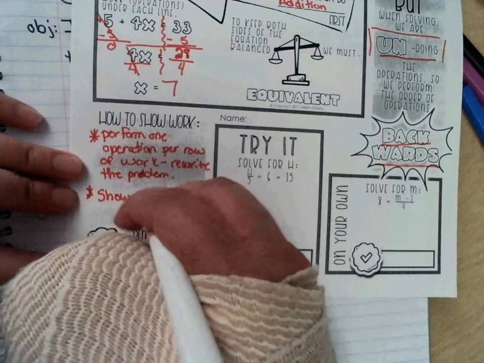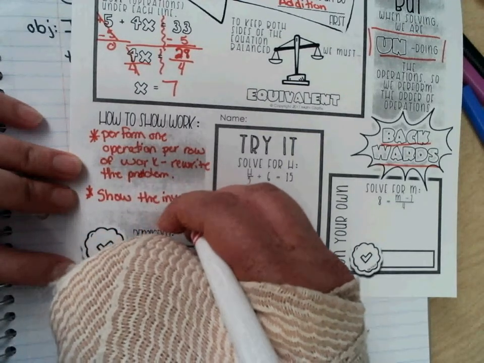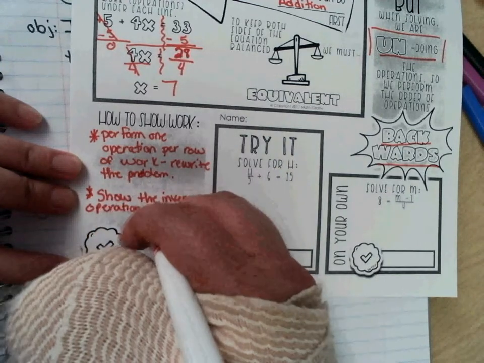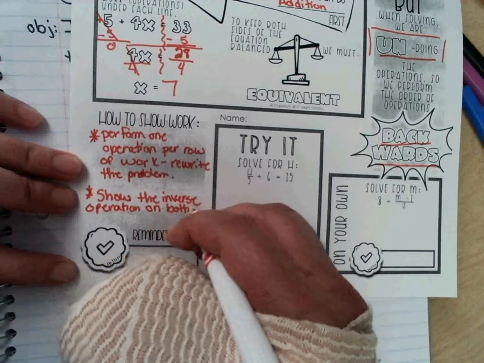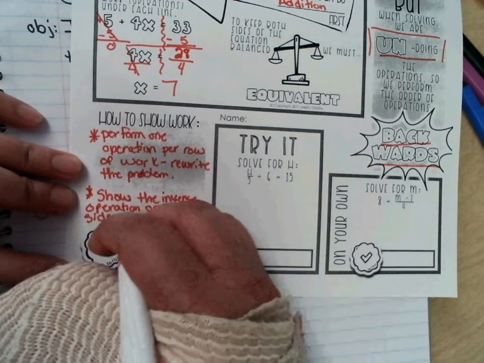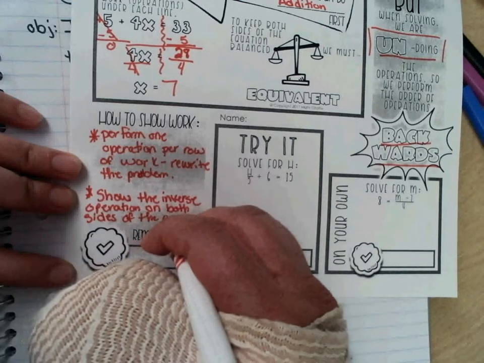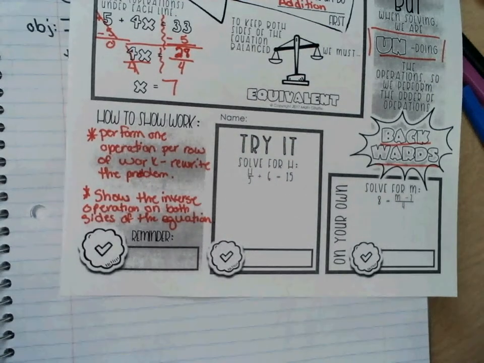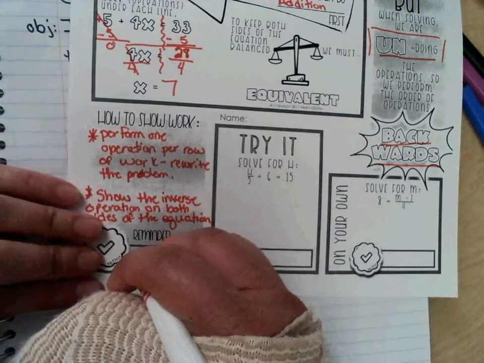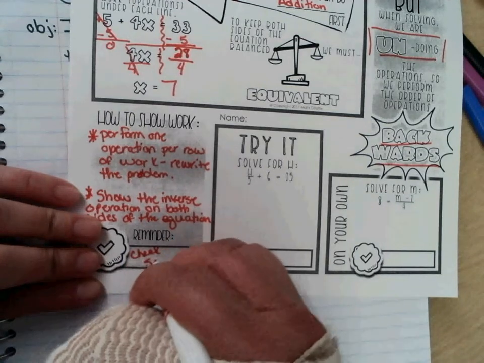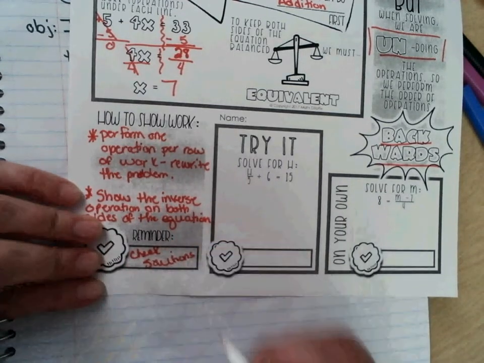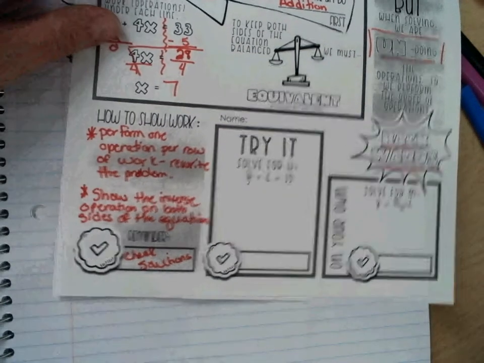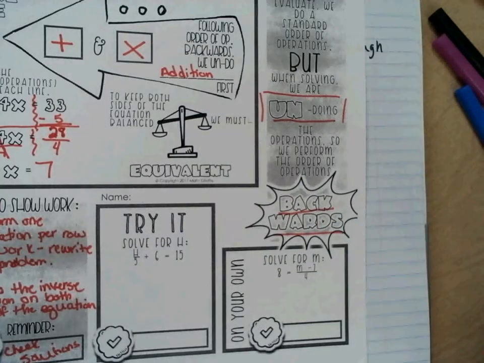You're also going to show the inverse or opposite operation on both sides of the equation. If you don't, I will count it wrong. It's just like that, step by step. Okay? That way you know where you're going next. And reminder, you always, always, always check solutions by substituting. Remember, our whole goal is to isolate the variable, but then we also have to check our solution.